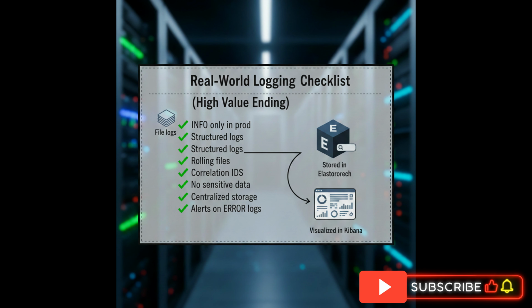You should always have the correlation ID defined and generated, so that you can track requests across many services. You should not log any sensitive data. Make sure you understand this. Centralized storage and centralized logging are quite important. Always set up error logging and alert information. You can send an email and display some very crucial information in it.